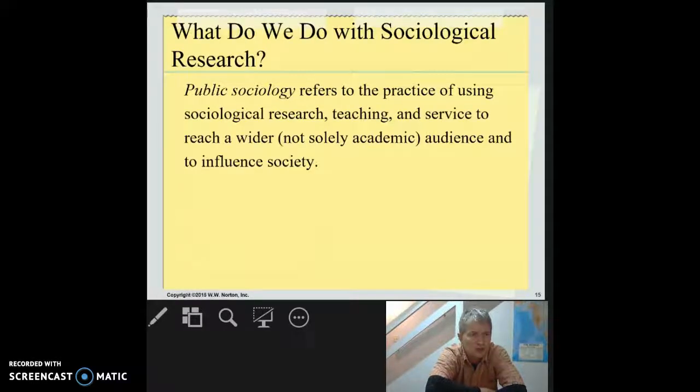Public sociology, of course, refers to the practice of using sociological research, teaching, and service to reach a wider audience and to influence society. Studying society inherently lends itself to social activism and the possibility for positive social change. As a budding sociologist yourself, you might start engaging in a discourse and conversation with friends outside of your classes about the sociological issues. Public sociology allows you to do that.